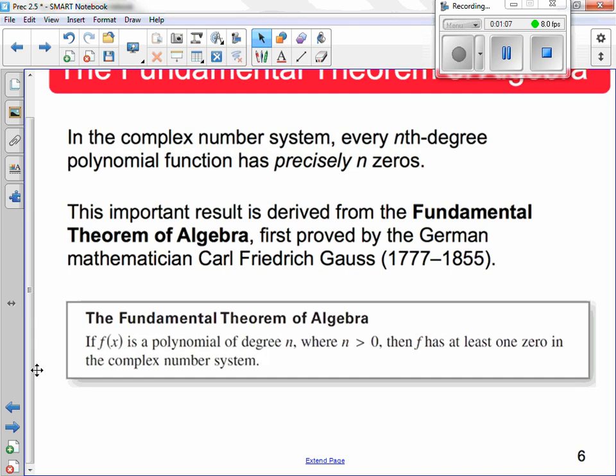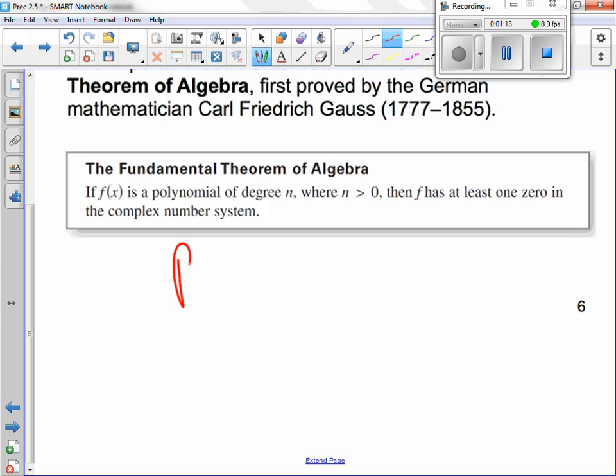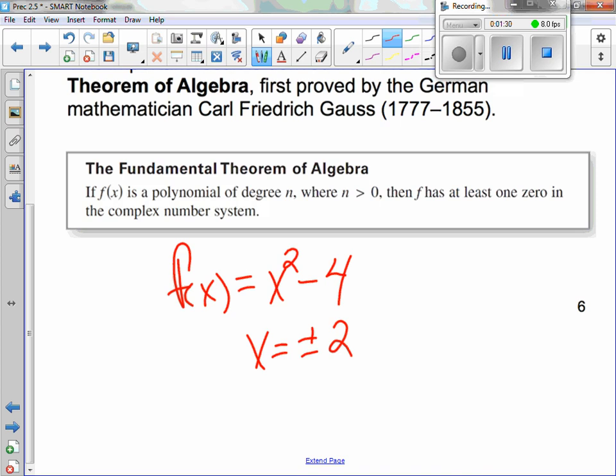Well, that's kind of odd, isn't it? Because that means for a function like, say, we've done this one before, haven't we? And we said x is equal to plus or minus 2. What does it say? Has at least 1 zero in the complex number system, yes? So we're saying x is equal to 2 and x is equal to negative 2. Is either one of these a complex number? Surprise, they both are.